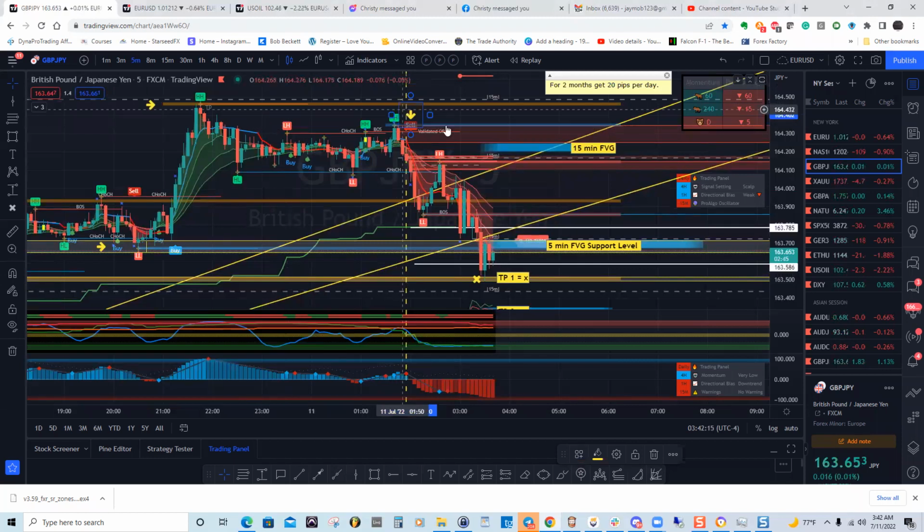So it didn't come up there. I got a valid OB. I got a 15-minute FVG, which is here, which I have all of right here. And then everything's going down. And the oscillator's going down. Look at that. That's textbook. It's a textbook trade right there.